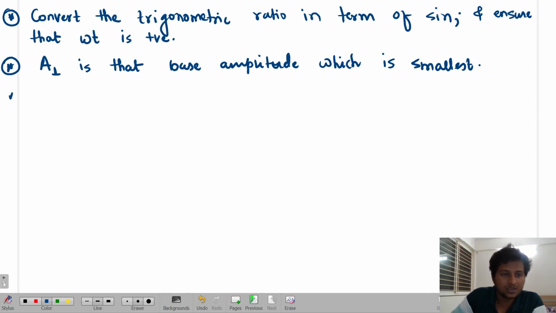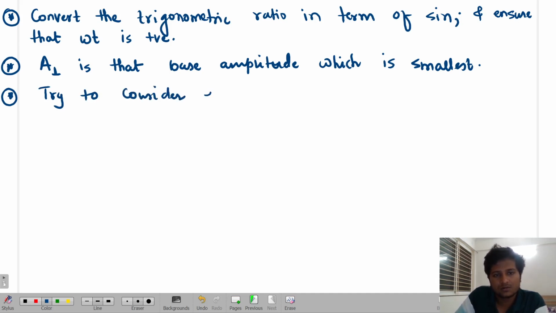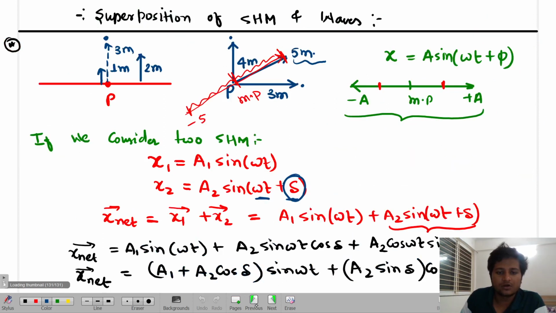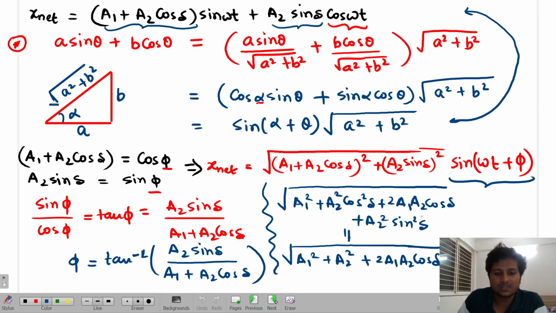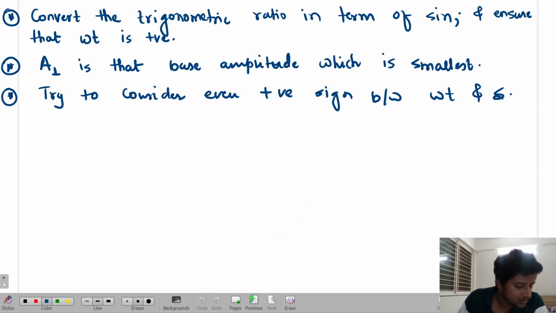Now, the next thing is the last important thing. Try to consider even a positive sign between omega t and delta. Look over there. When we are considering omega t and delta, there is a positive sign. These equations are solved for which case? Positive sign. So that is why you need to consider the particular omega t in terms of delta. Are you able to get me or not? Yes. So should we solve some questions regarding that?